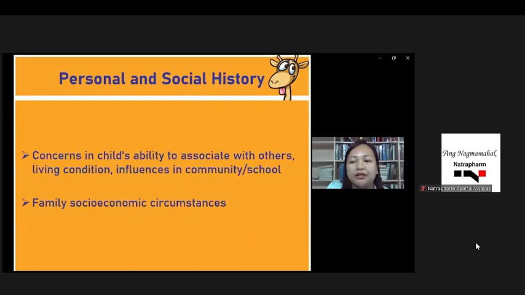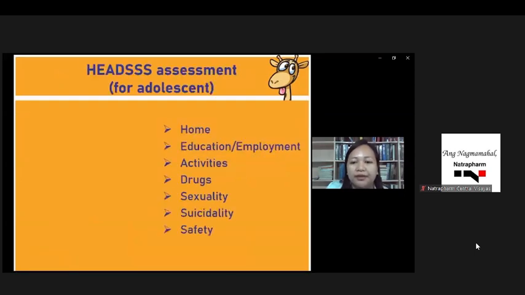So other relevant data pertaining to the patient's living condition, such as hobbies, lifestyle, activities of daily living, influences of the community or the school, peer group, as well as family socioeconomic circumstances should also be noted, as this may affect the child's belief and attitude as well as health-seeking behavior.